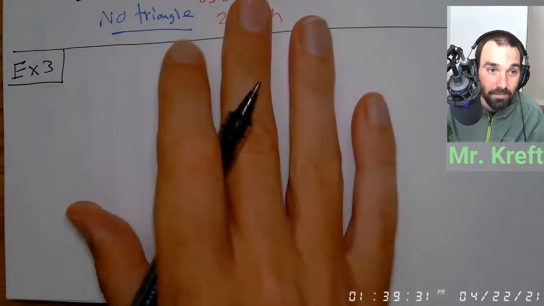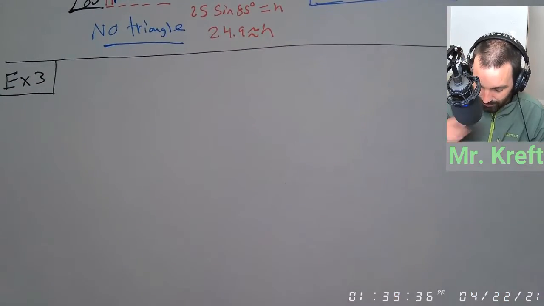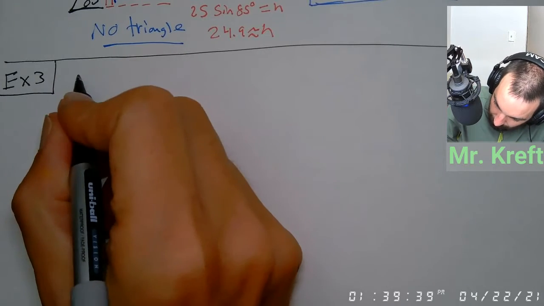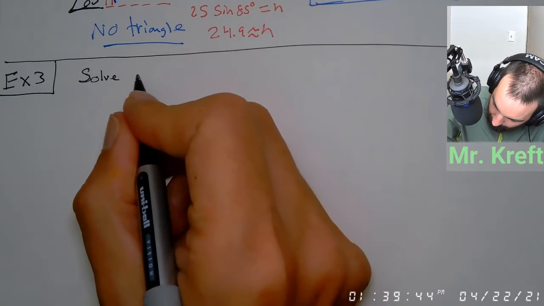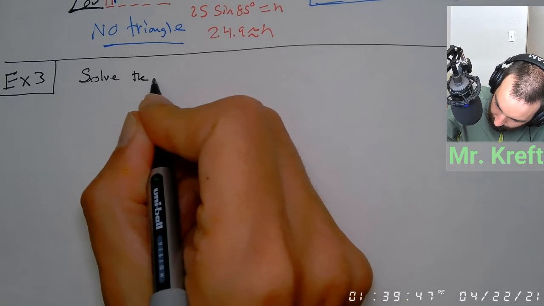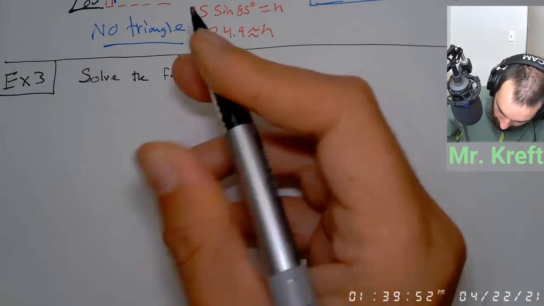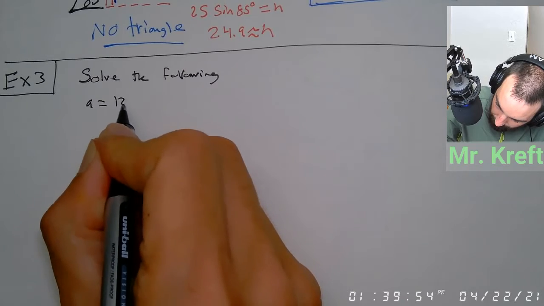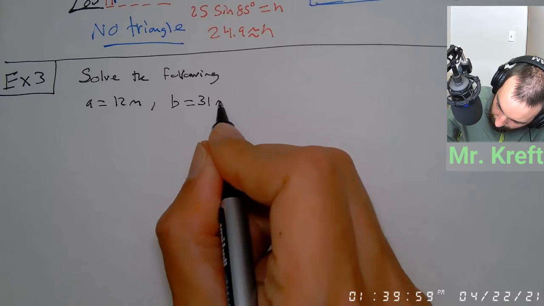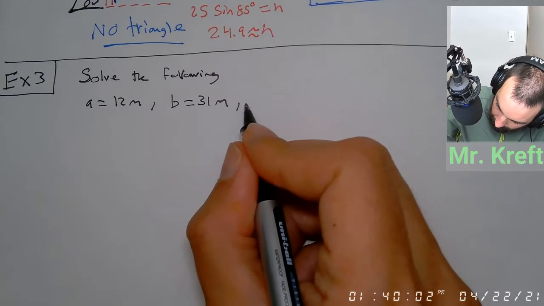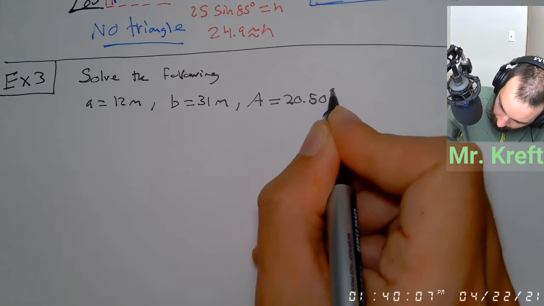All right, so this example is our dream. This is what we want. So now let's take a look at our nightmare. Okay. So again, let's start here. So we're going to solve the following. We're going to have A equals 12 meters, B equals 31 meters, and angle A is 20.5 degrees.